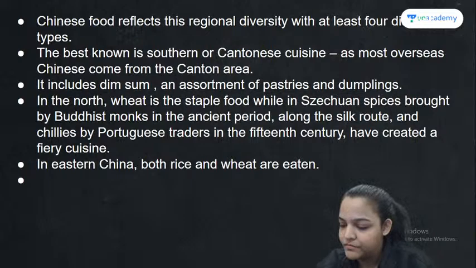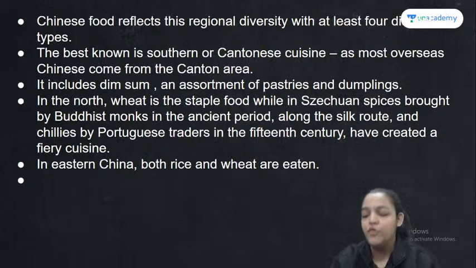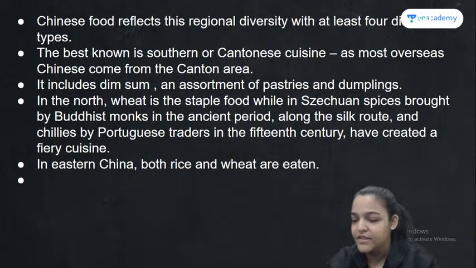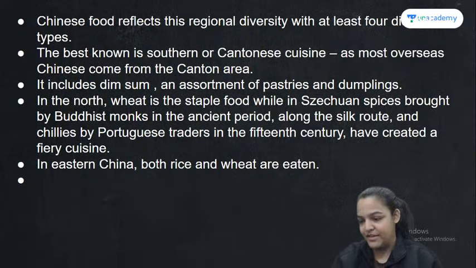Okay, so as far as the food is concerned, if we talk about food, I think Indians and Chinese eat more Chinese food than anyone else. The best known cuisine is Cantonese cuisine, which is from southern China. It has dim sums, pastries, dumplings, and I hope you all know, what are called momos, which I think we eat on a daily basis. This is what it was.